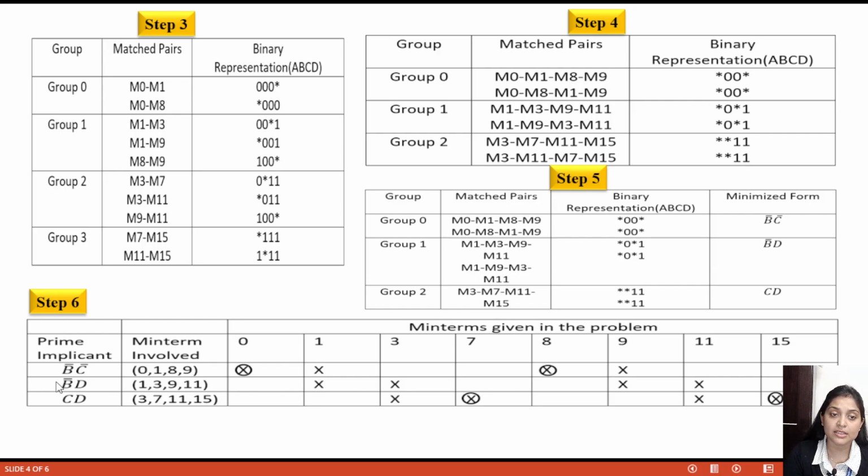Then for the final expression we will consider only the B bar C bar row and the CD row, wherever the single crosses are. So the final minimized expression will come B bar C bar plus CD. Okay, so this is the final expression. Hope you can understand. If you have any problem, give me the problem in the comment section. I'll try to solve all these problems.